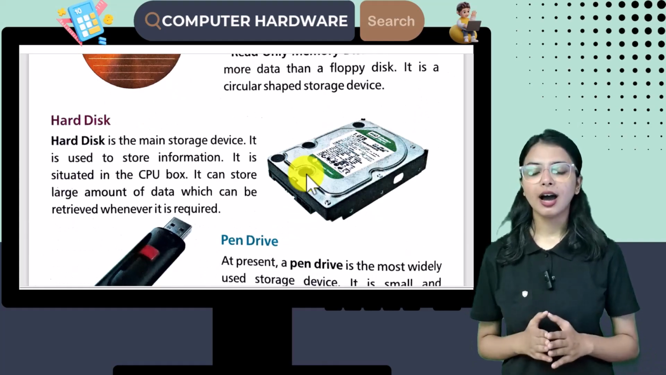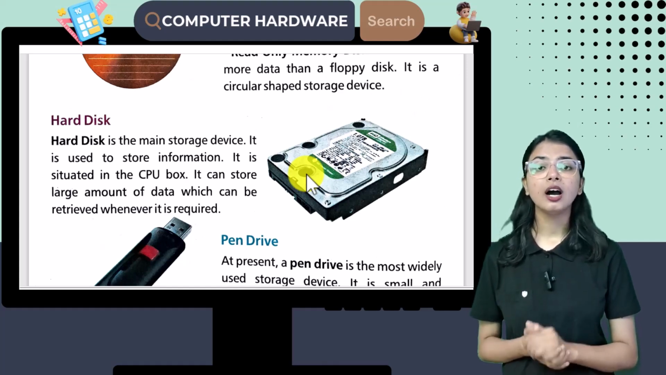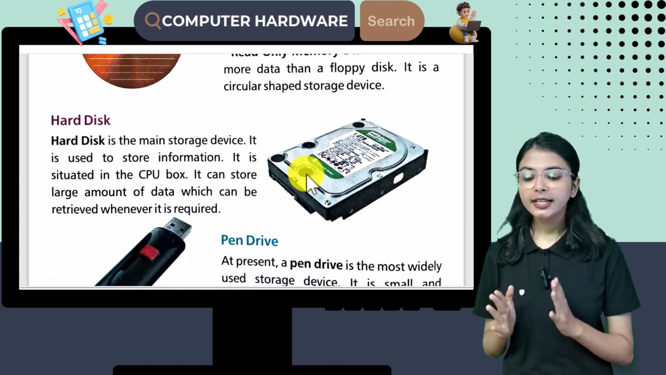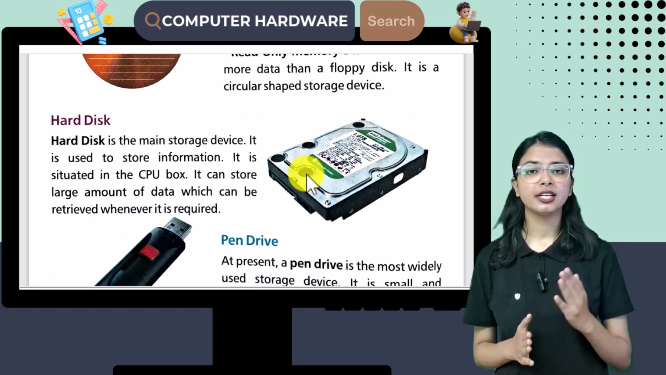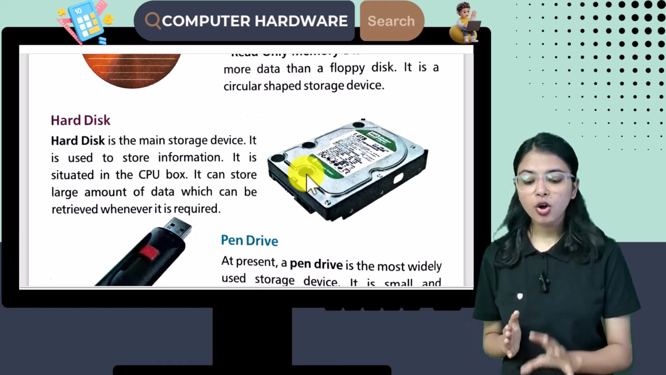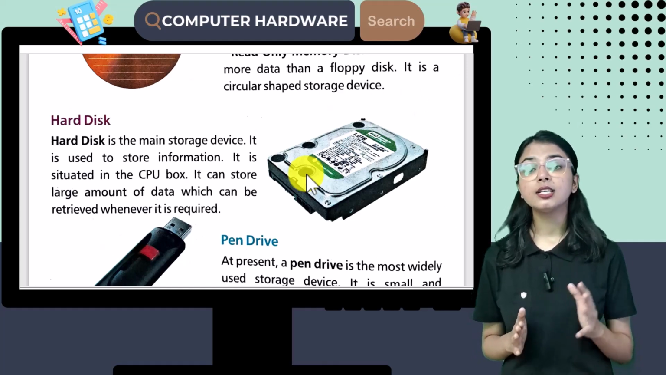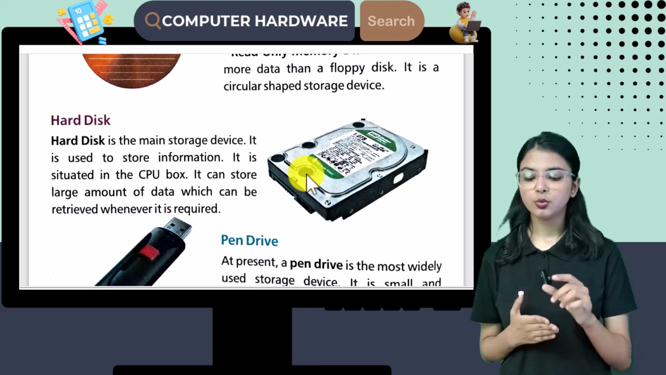So what is a hard disk? Hard disk is a main storage device. हमारे कंप्यूटर का मेन स्टोरेज डिवाइस क्या है? हार्ड डिस्क है. ओके, इट इज यूज्ड टू स्टोर इंफॉर्मेशन. ये जितनी भी इंफॉर्मेशन कंप्यूटर में एंटर की जाती है एज एन इनपुट या स्टोर होती है वो कहाँ स्टोर होती है? वो हार्ड ड्राइव में स्टोर होती है. इट इज सिचुएटेड इन द सीपीयू बॉक्स. सीपीयू बॉक्स के अंदर हार्ड ड्राइव सिचुएटेड होती है.